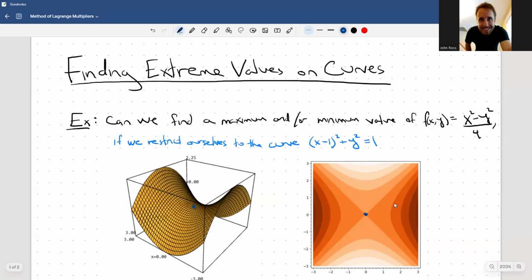In other words, without any additional restriction, this function f of xy has no extreme values, just one critical point that happens to be a saddle point.